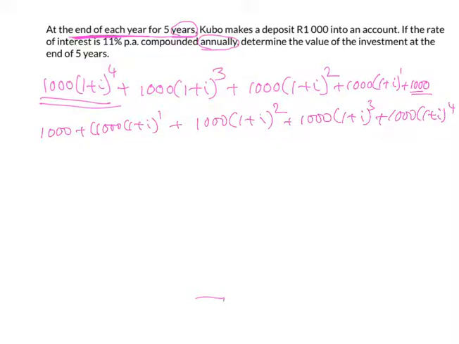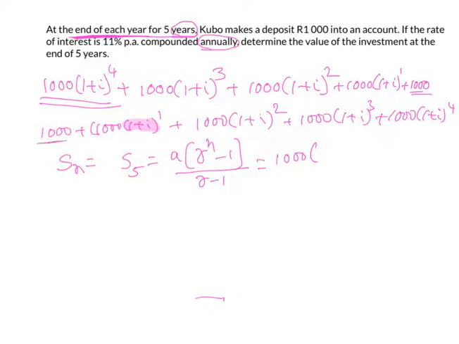So what is the sum of this geometric sequence? So S_n, right? Actually it is S_5 here, because the time is 5. So it is my first term times (r to the power of n minus 1) divided by (r minus 1). My r is 1 plus i, this is my r. Okay? You can see that. So my first term is 1000 rands. This is my first term here. The first term is my 1000.